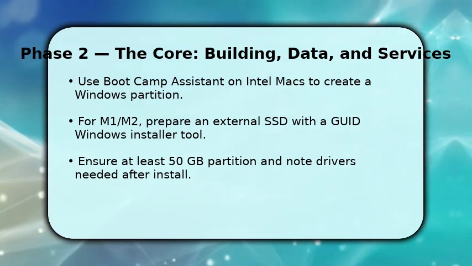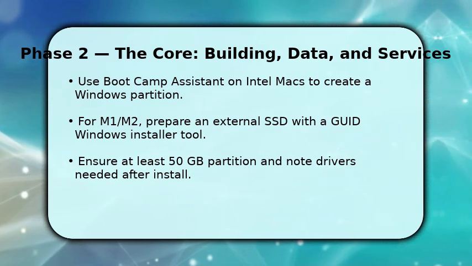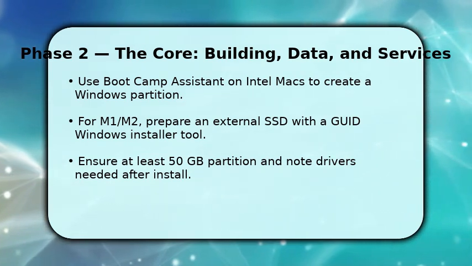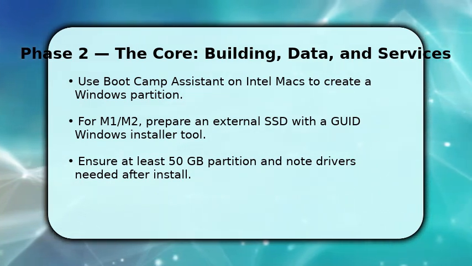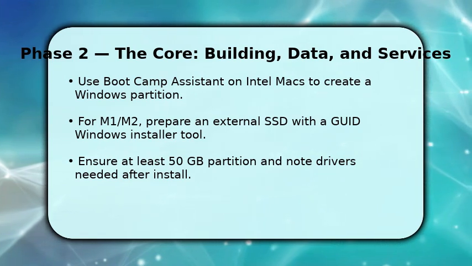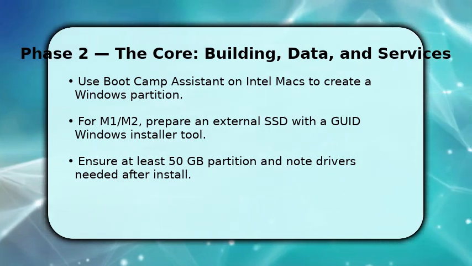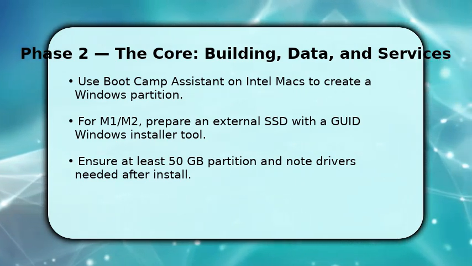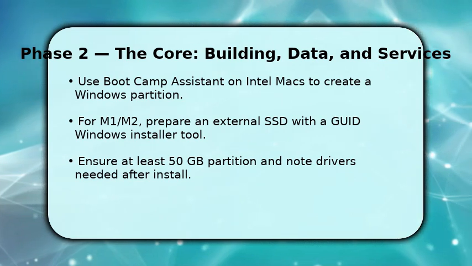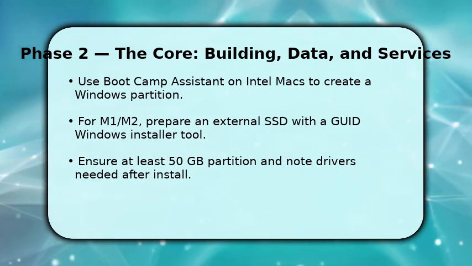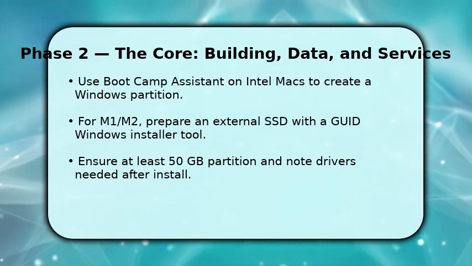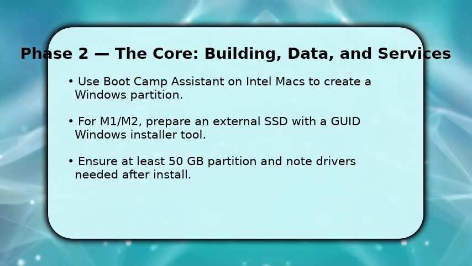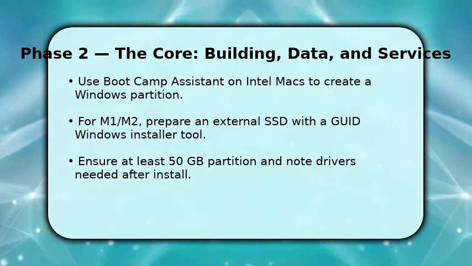For Apple Silicon, create a bootable external SSD with a GUID partition and a compatible Windows image using a supported tool. Once the media is ready, reboot while holding Option to choose the installer. Make sure to download or note chipset and Wi-Fi drivers beforehand, because Windows may boot without network support until drivers are added. You finish by installing Windows to the chosen partition or external drive.